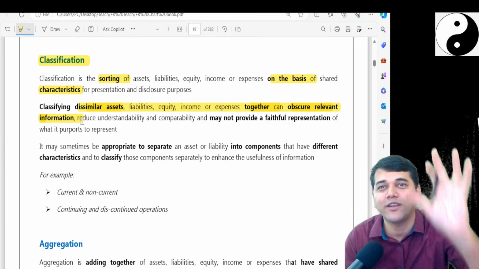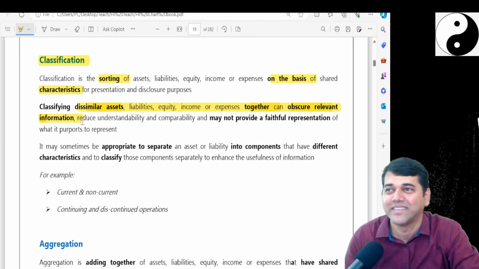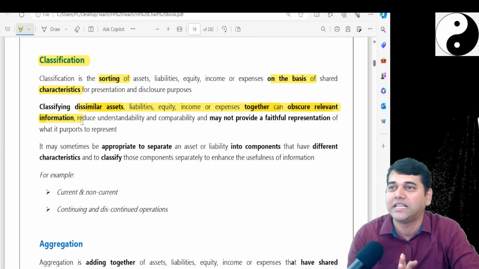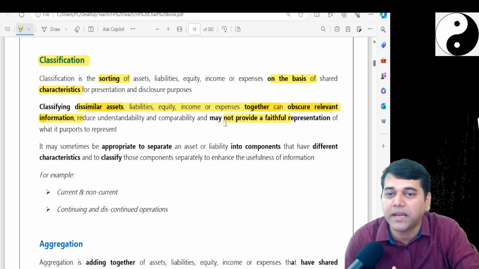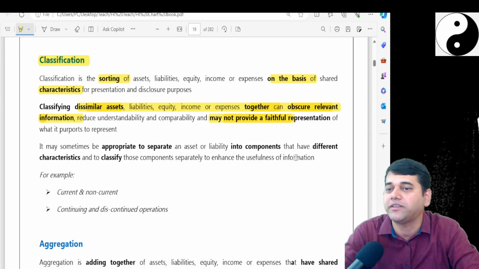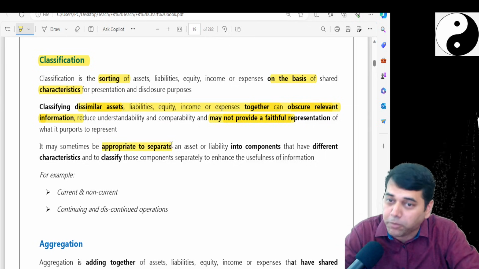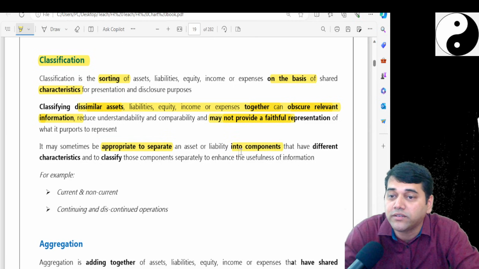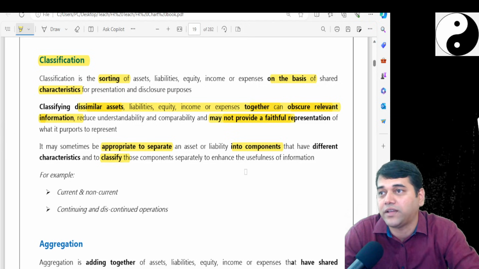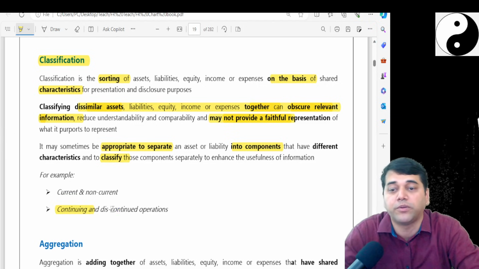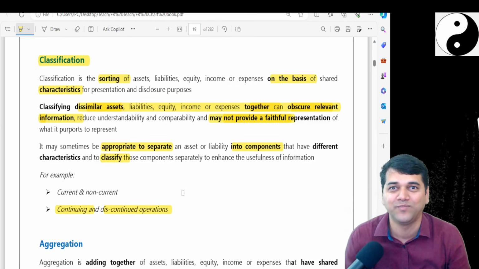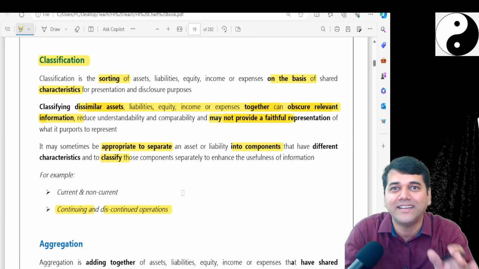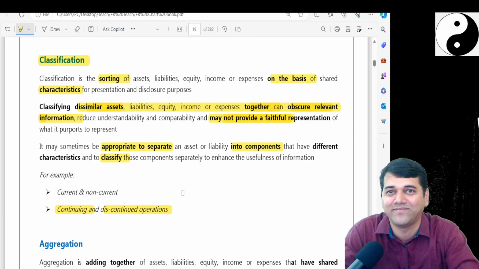Last thing is test your knowledge. Read, solve the problems of test your knowledge. Absolutely no classification there. And comparability also may not provide a faithful representation. So it may sometimes be appropriate to separate into components of different characteristics to classify, like current, non-current, continued operation, discontinued operation. So the moment you classify it, things become very clean and clear to you. It sits in your mind.